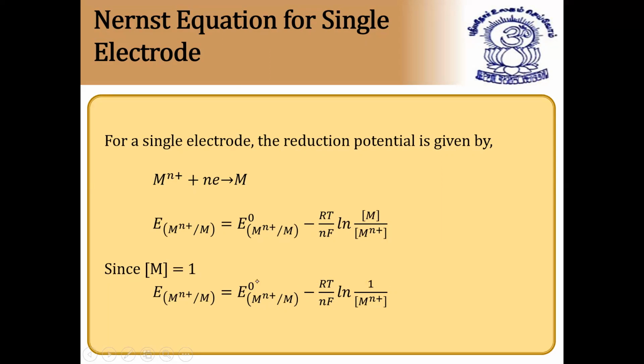So always, EMF of the cell is equal to E° of the cell minus RT by nF into the natural logarithm of concentration of products by concentration of reactants. Here the concentration of the product M is taken as unity, as it is solid. So in this way we have to determine the single electrode potential or reduction potential.